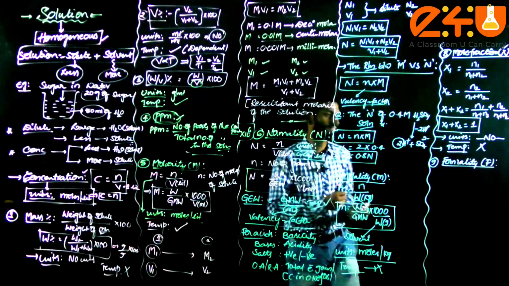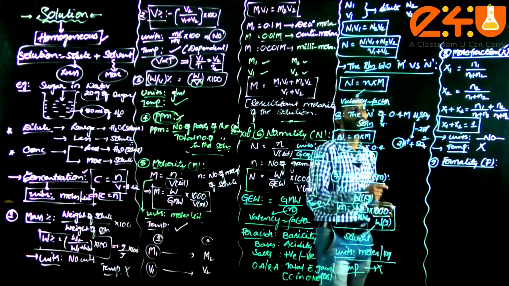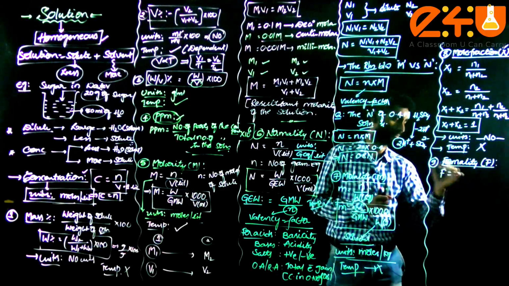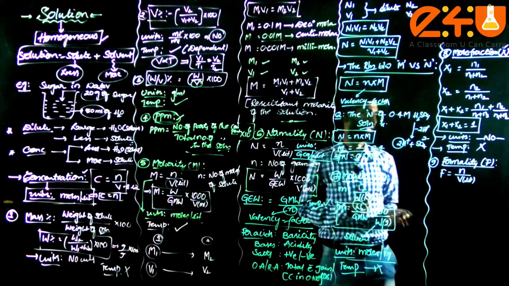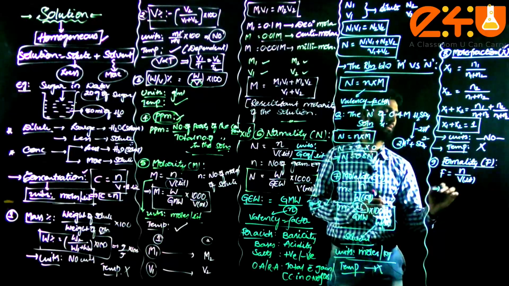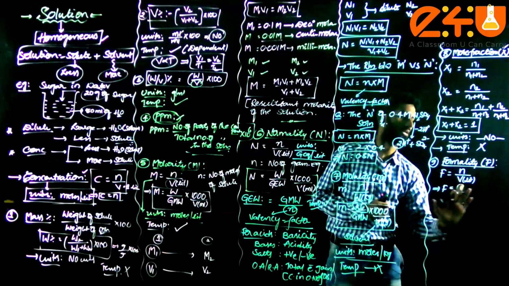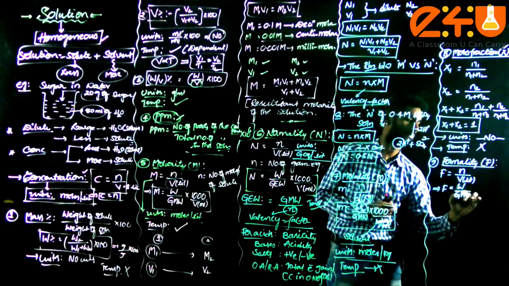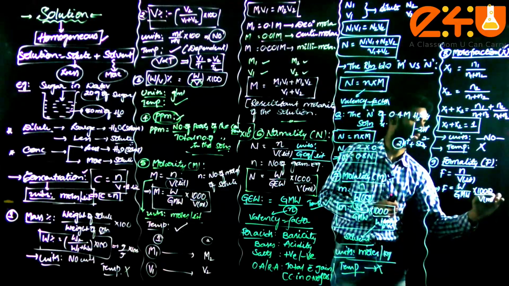Formality indicates the number of gram formula units dissolved in 1 liter of the solution. F is equal to n divided by volume in liters. Here n indicates the number of gram formula units. Then you can write F is equal to weight divided by gram molecular weight, into 1000, divided by volume in milliliters.